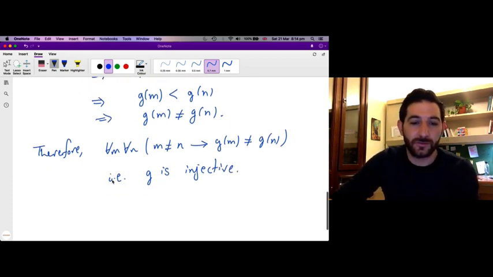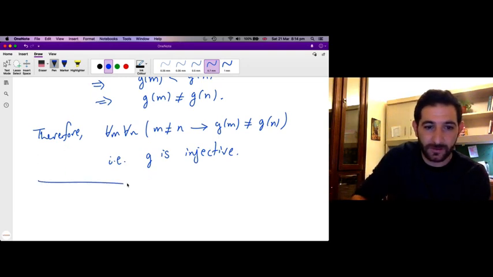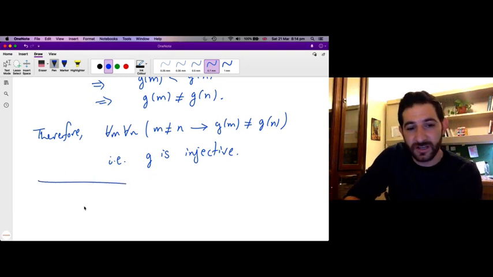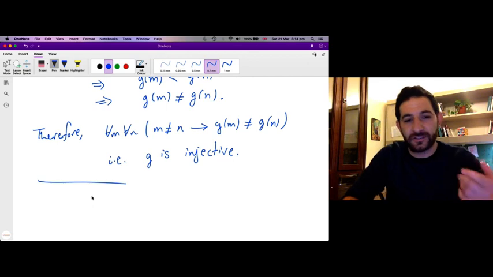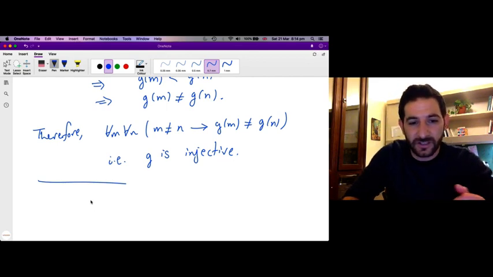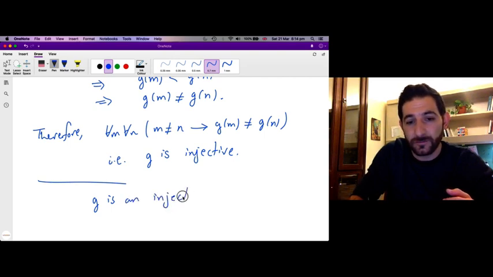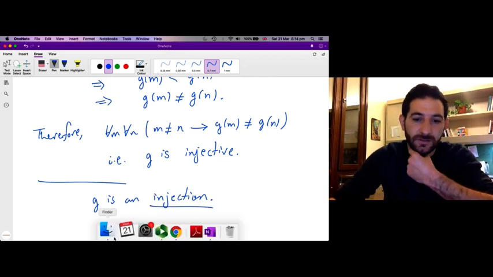And sometimes, let me add this comment: when g is injective, injective is an adjective. When a function is injective, we also say that g is an injection, where injection is a noun. Okay, so let's stop here.